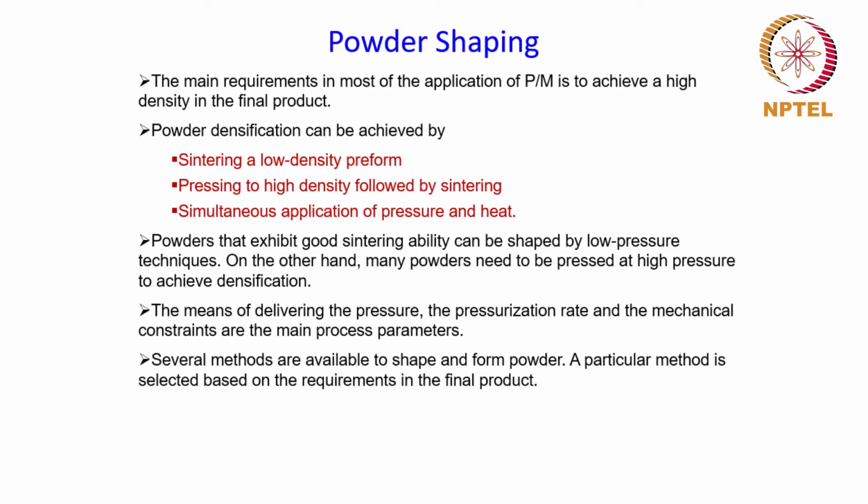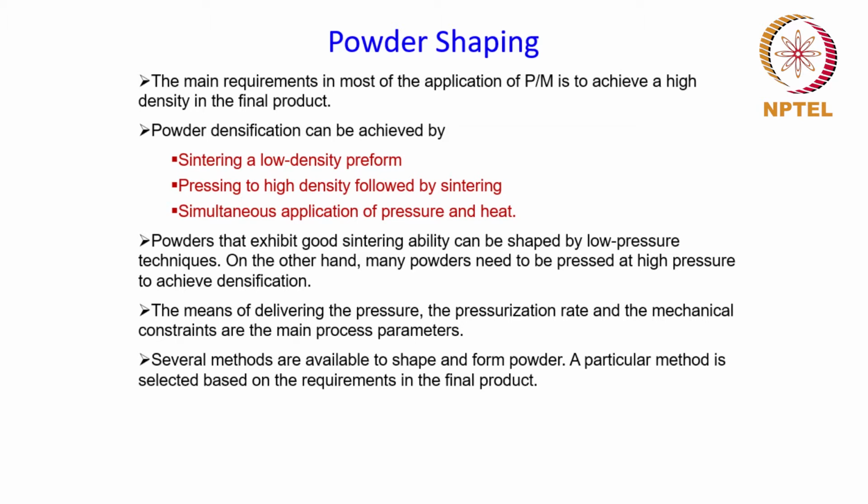Powders that exhibit good sintering ability can be shaped by low pressure techniques. On the other hand, many powders need to be pressed at high pressure to achieve densification. So this will depend on the properties of the powder, particularly the hardness and the strength. For the lower strength materials, the powder can be easily shaped by low pressure. On the other hand, if the strength is high, then the pressure applied should also be higher.